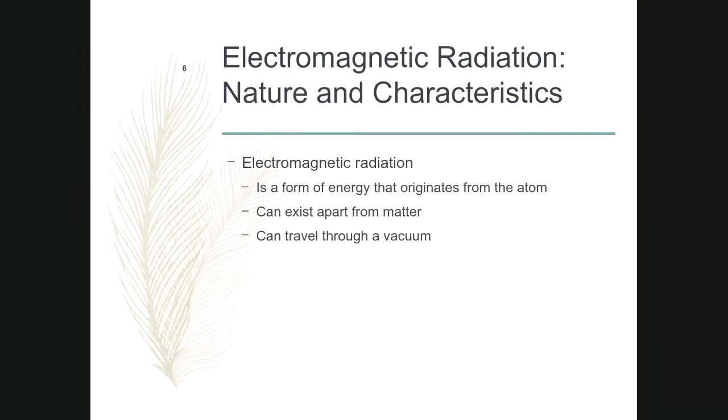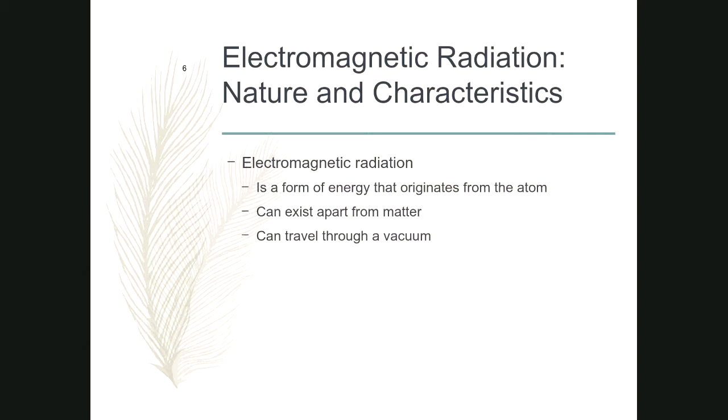Electromagnetic radiation is a form of energy that actually originates from the atom. So electromagnetic energy gets emitted when changes in the atoms occur, like when the electrons undergo an orbital transition, meaning they switch shell levels, or the nucleus of the atom emits excess energy in order to regain stability.